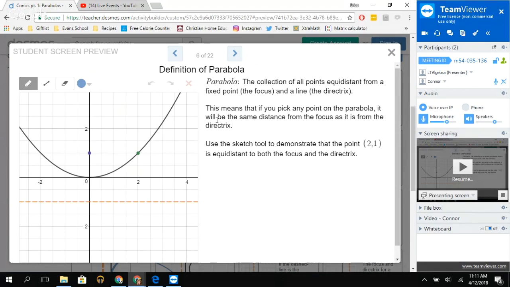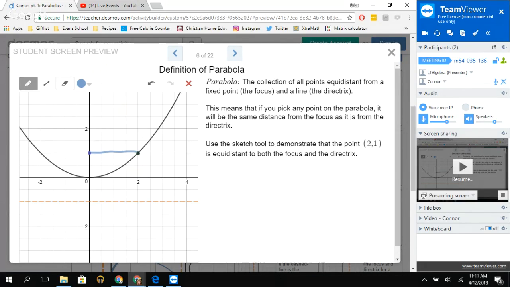The parabola is a collection of all the points that are equidistant from a fixed point, the focus, and a line. This means that if you pick any point on the parabola, it will be the same distance from the focus as it is from the directrix. So, for example, if this is my focus point and I pick this point out here, if I draw a line, that's 2 units away.